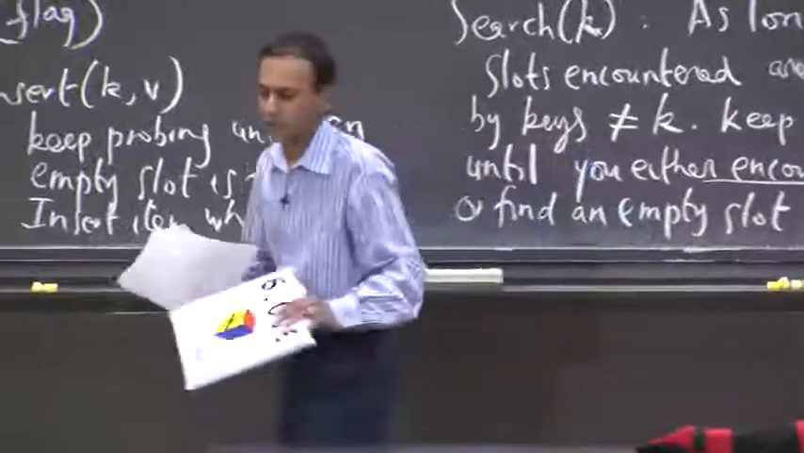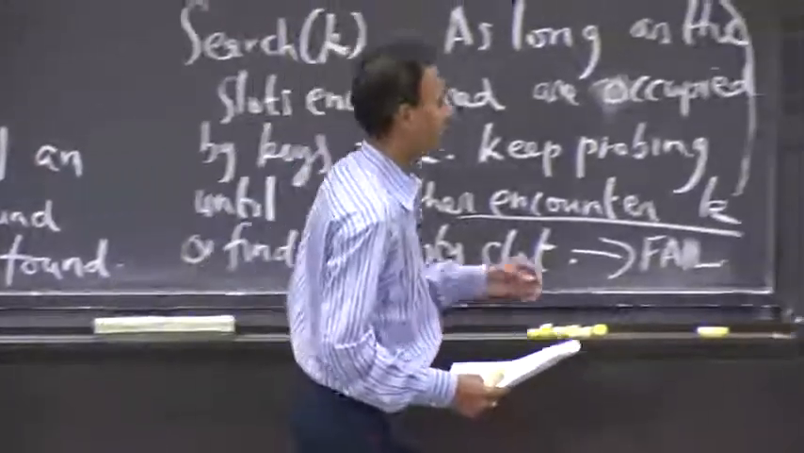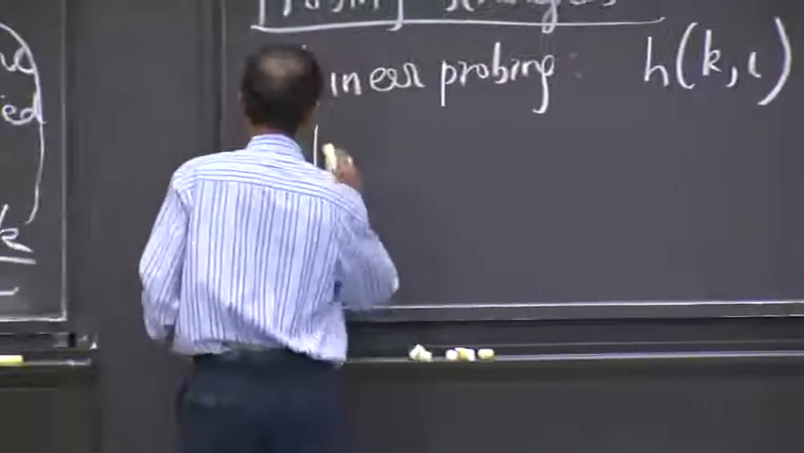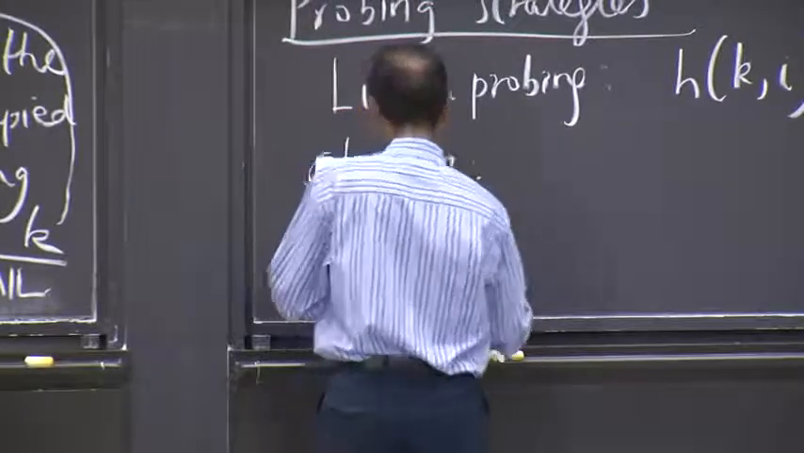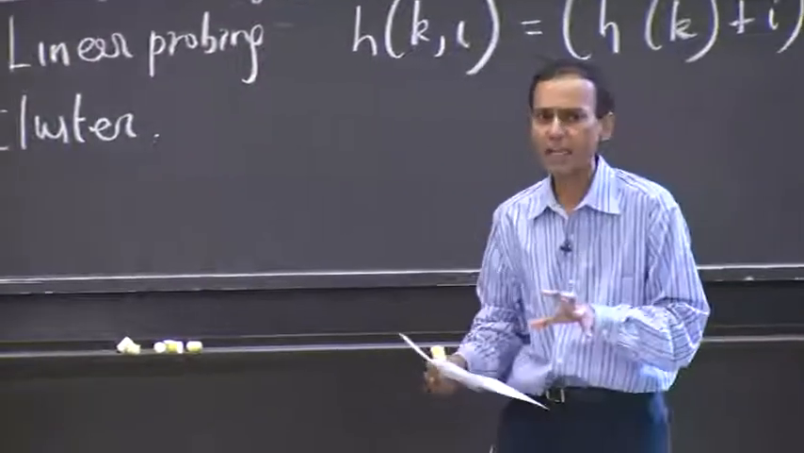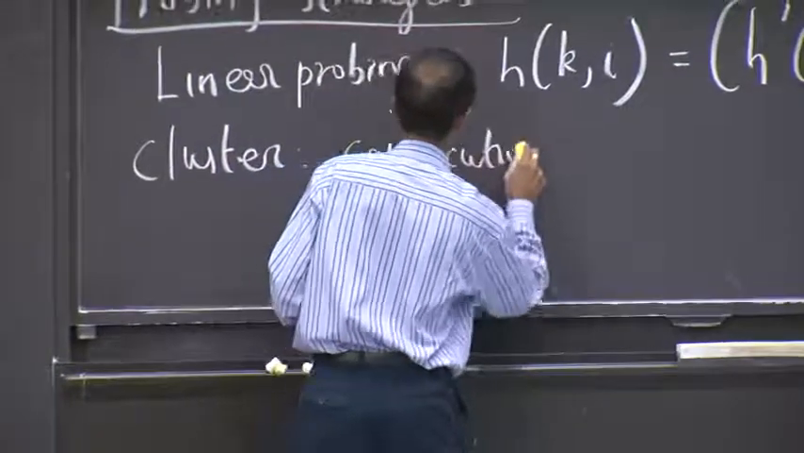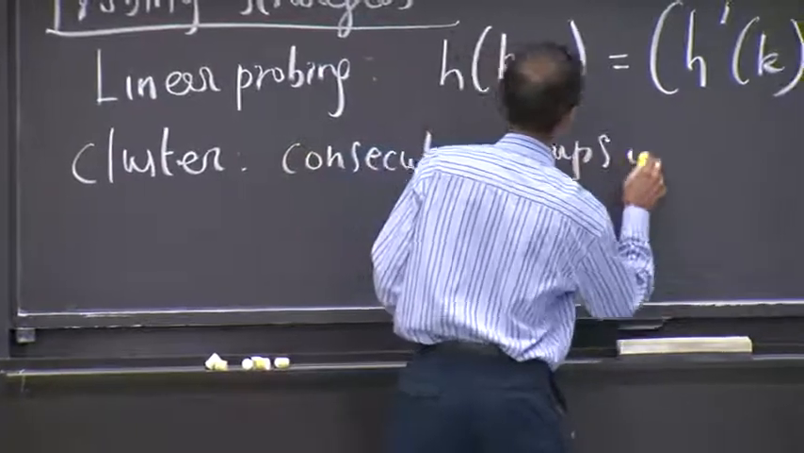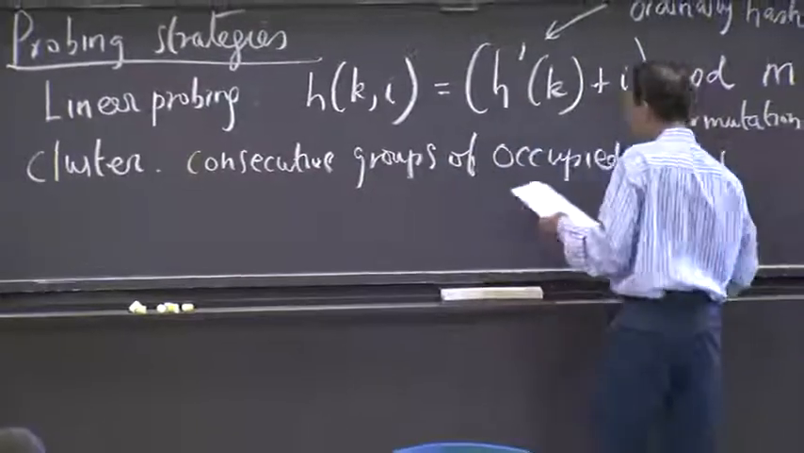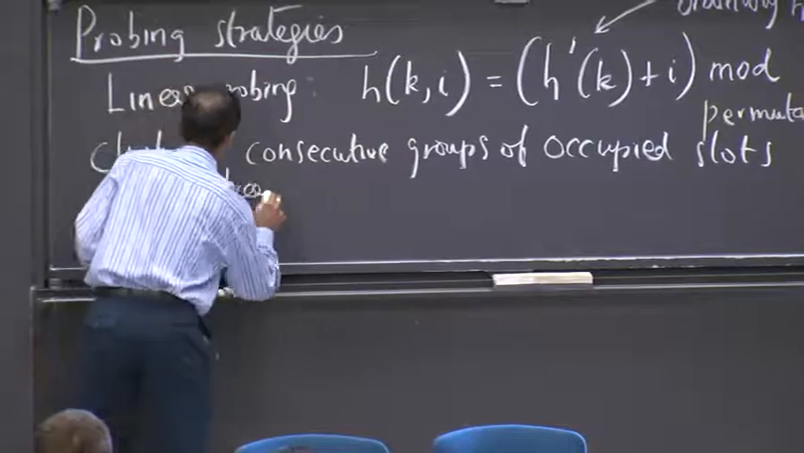So this notion of clustering is basically what's wrong with this probing strategy. And in fact, I'm not going to do this particular analysis, but I'll give you a sense of why the statement I'm going to make is true. But the notion of clustering is that you start getting consecutive groups of occupied slots. Okay? Which keep growing. And so these clusters get longer and longer.